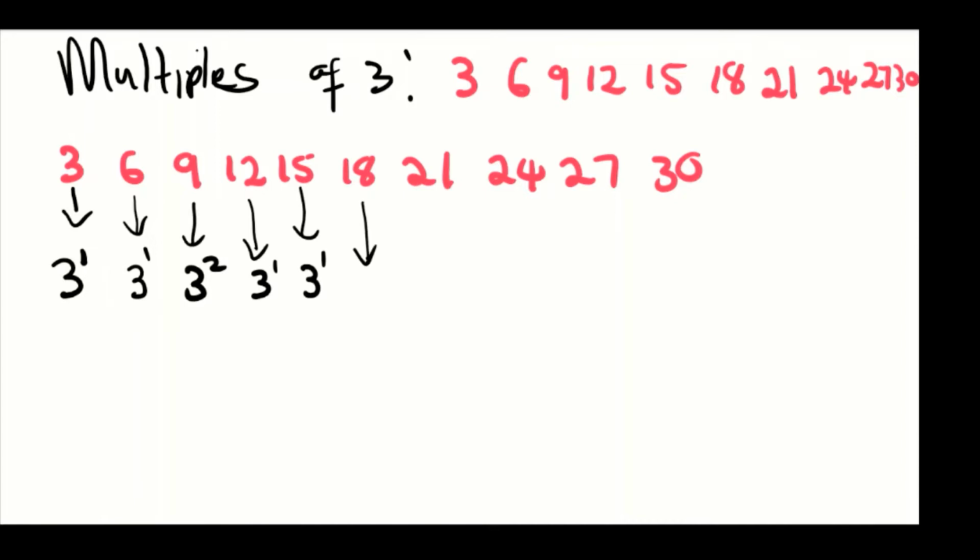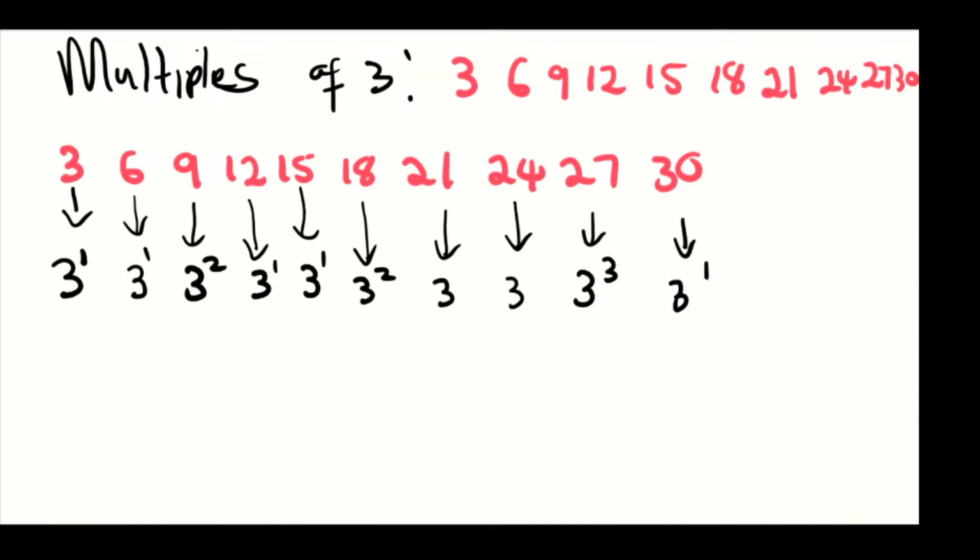And then here we can say 3 to the power of 2 multiplied by 2, because 3 to the power of 2 is 9, and 9 times 2 is 18. And then here it's going to be 3, because 7 times 3 is 21. Then here we have 24, so it's going to be 3, because 8 times 3 is 24. And this one here, 27, is 3 to the power of 3. This one here is 3 to the power of 1.